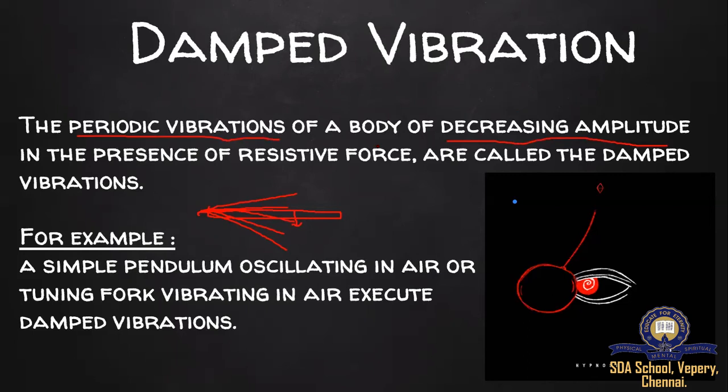And here what do we have? We have a resistive force. In the earlier case we said that in the absence of external force, but here a resistive force is present. So we have a force acting on the object.